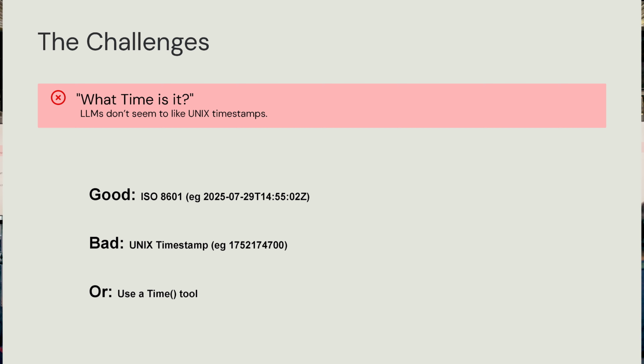So what's the quick fix, if there is one? This is just a discovery along the way. Fun fact, if you switch from Unix timestamps to the standard ISO timestamp, it just works. It goes from 80% effective to 99% effective. Or you can use a time tool, another tool like an MCP server or a function call that it can use, but that slows down the process as well. So just step one.